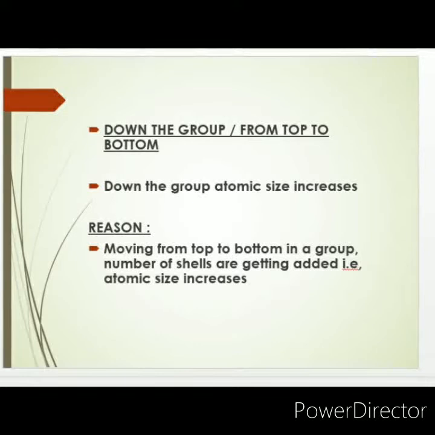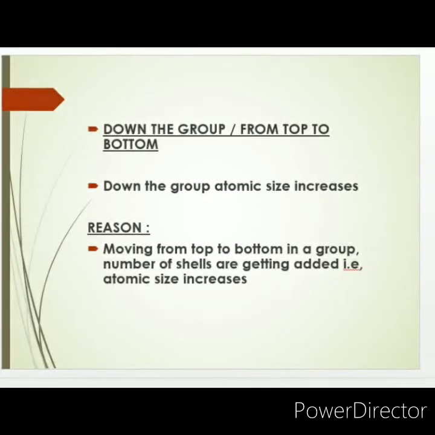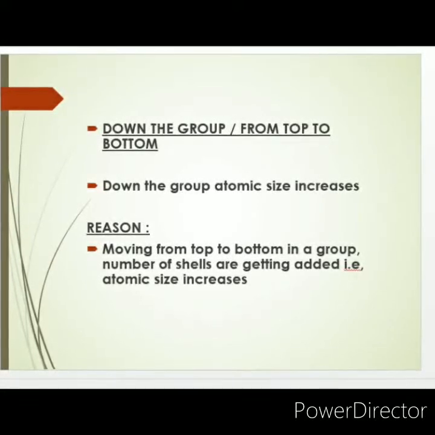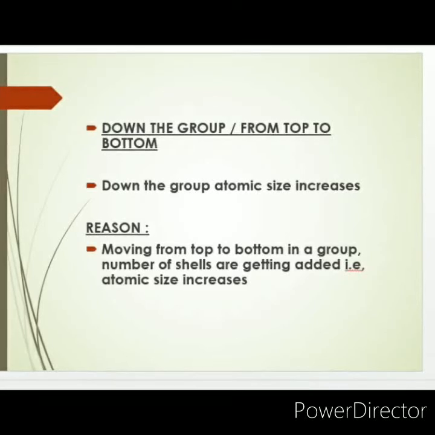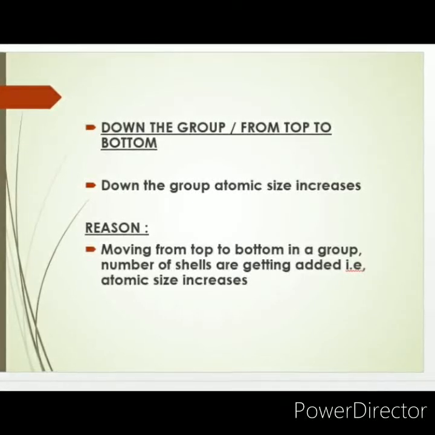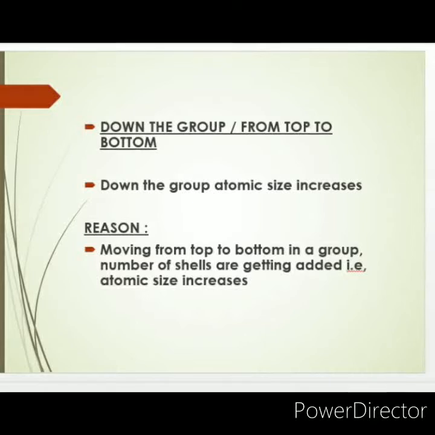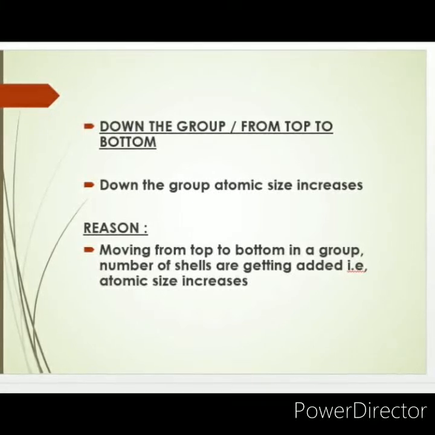Atomic size increases down the group. So what is the reason for that? When you move from top to the bottom in a group, a number of shells are getting added. That indicates atomic size increases.